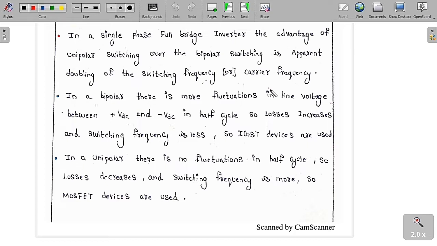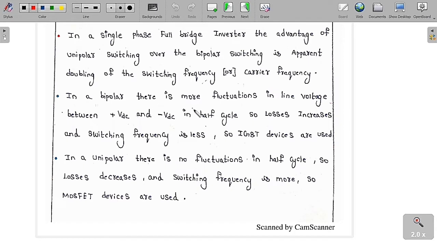So in a single phase full bridge inverter, the advantage of unipolar switching over the bipolar switching is apparent doubling of the switching frequency or carrier frequency. In a half cycle, there are more pulses in the output voltage using unipolar switching when compared to bipolar switching. Because of that reason, we can say that the carrier frequency or switching frequency is very high in unipolar switching.